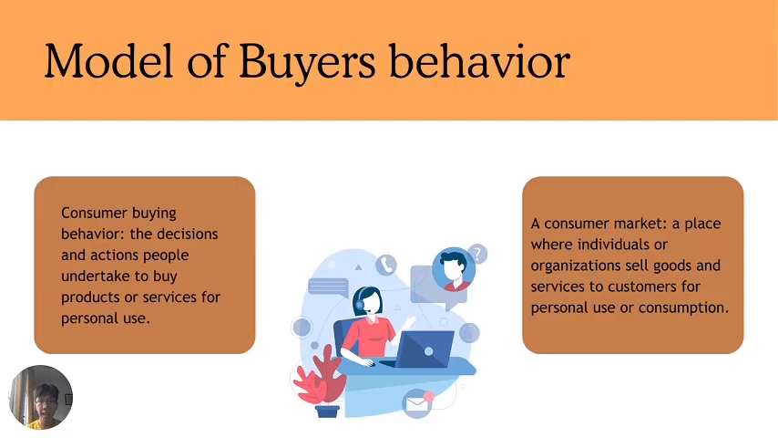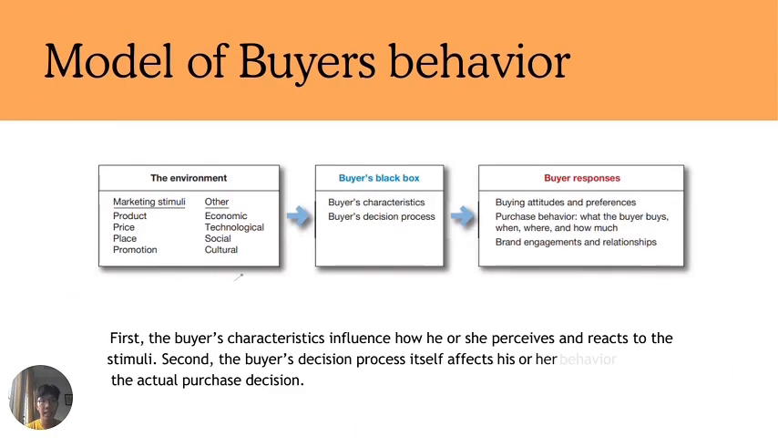Okay, so first of all, we will find out about the model of buyer's behavior and consumer buying behavior. What is it? It is the decision and action people undertake to buy products or services for their personal use. And a consumer market is a place where individuals or organizations sell goods and services to customers for their personal use or consumption. Some examples of the consumer market are food, drinks, beverages, and many more.